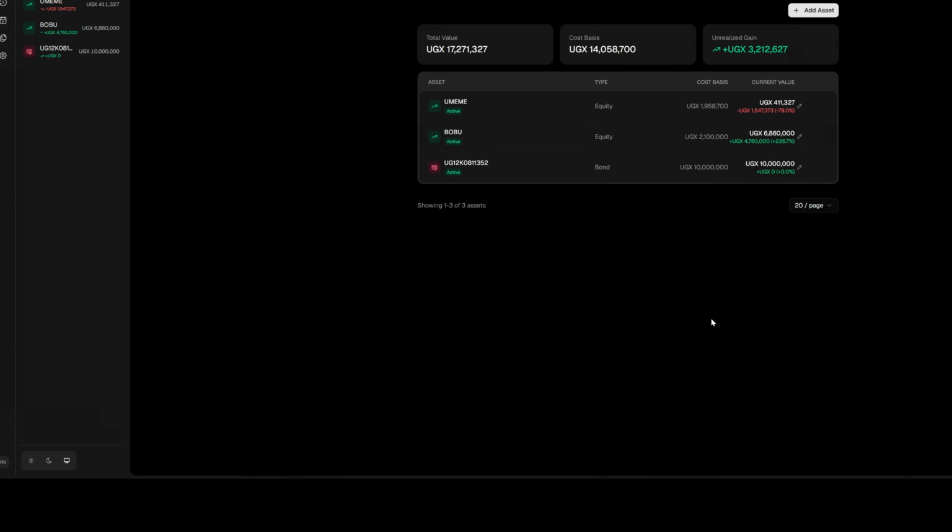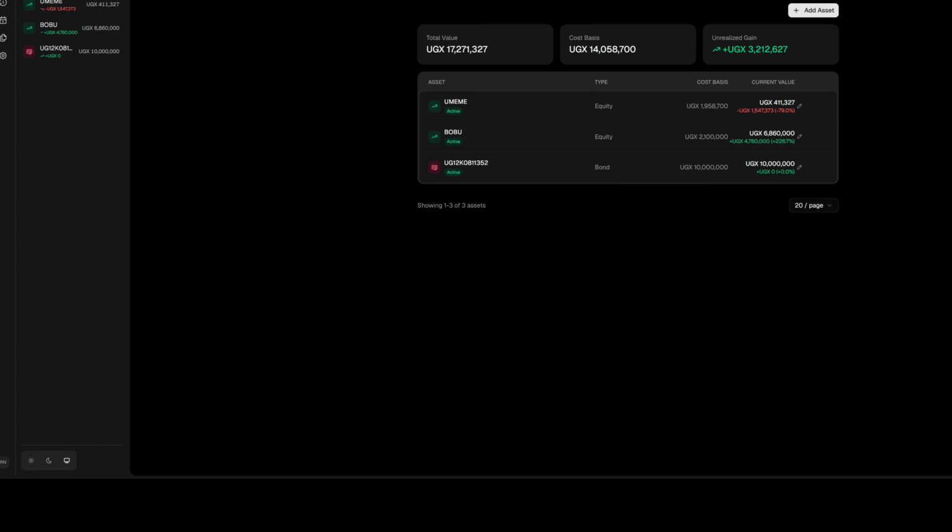The coupon payments that we talked about, that are received by the club as regular interest, are recorded as income in the finances section and feed into the club's profit calculation. The bond itself sits on the balance sheet at its cost value.